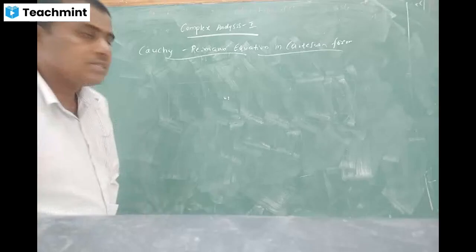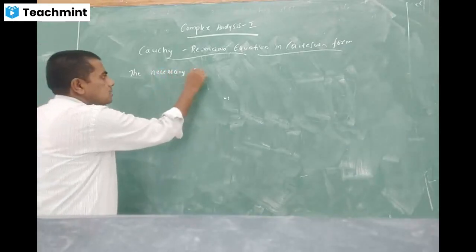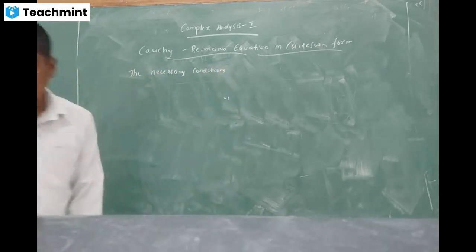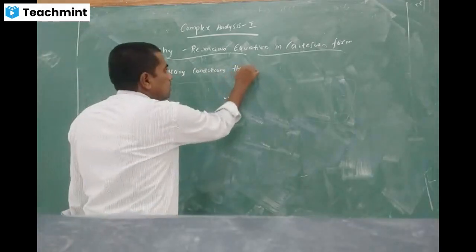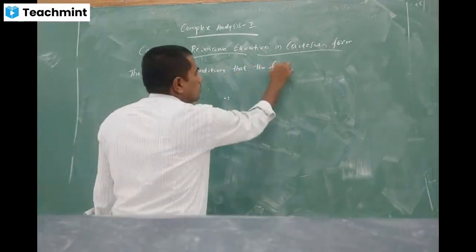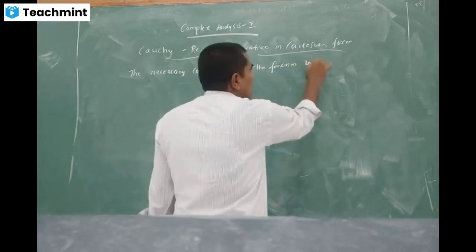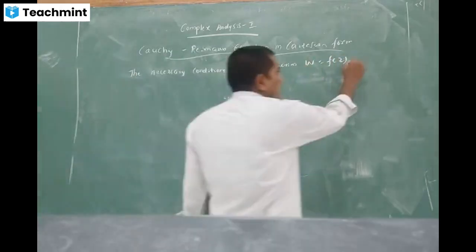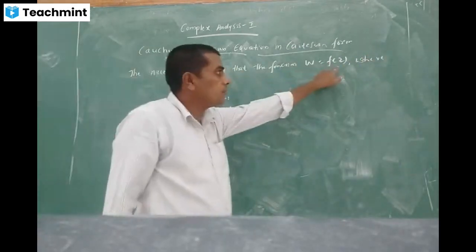First, the statement is the necessary conditions. The necessary conditions that the function W is equal to f of z, where W is equal to f of z is a complex number, right?